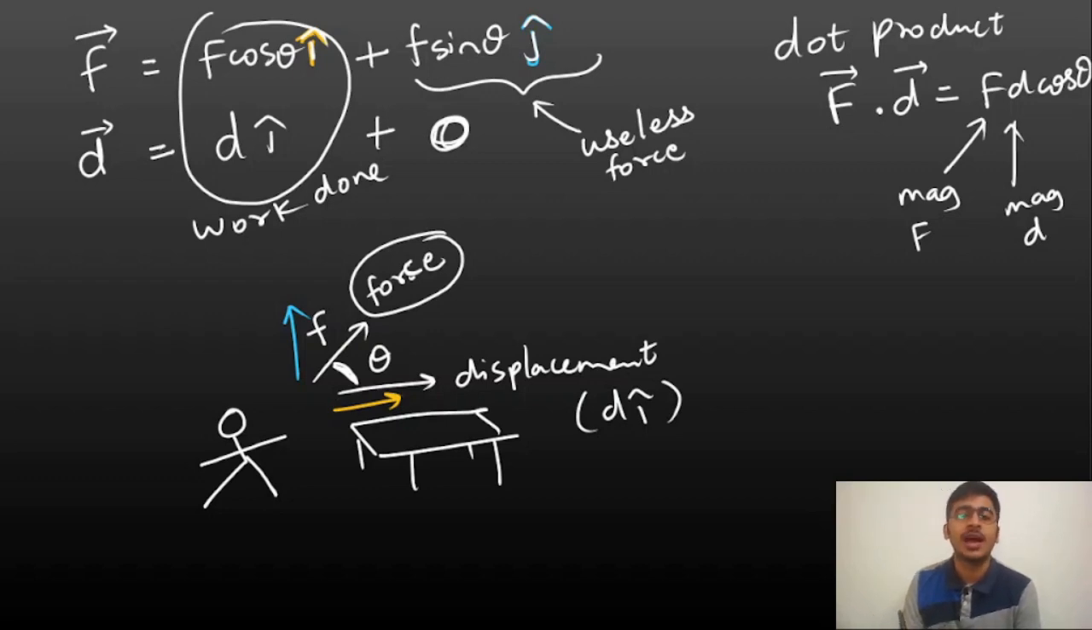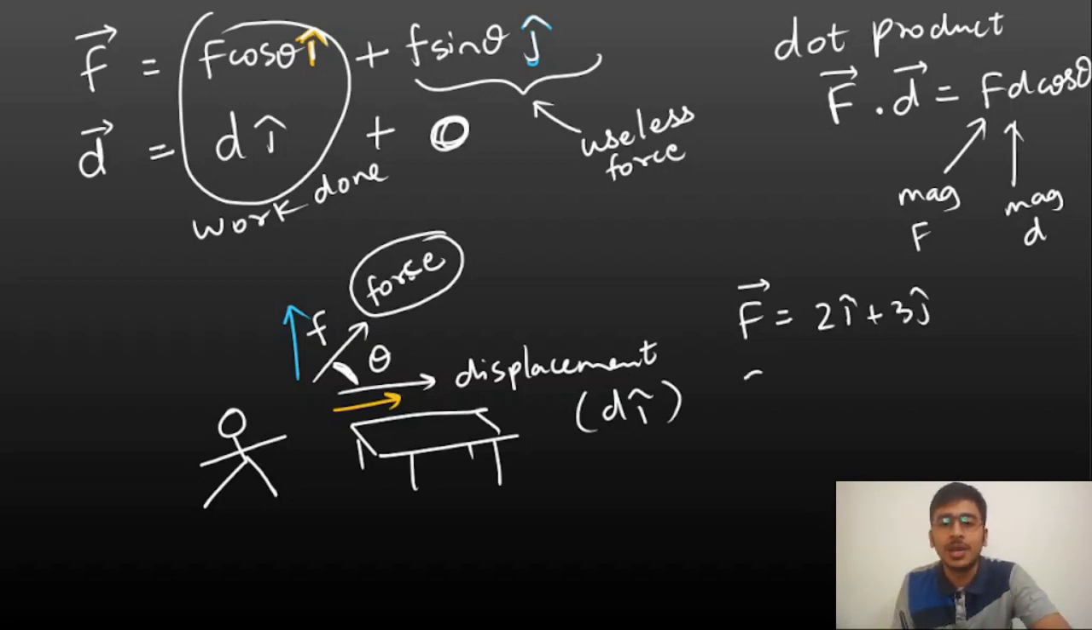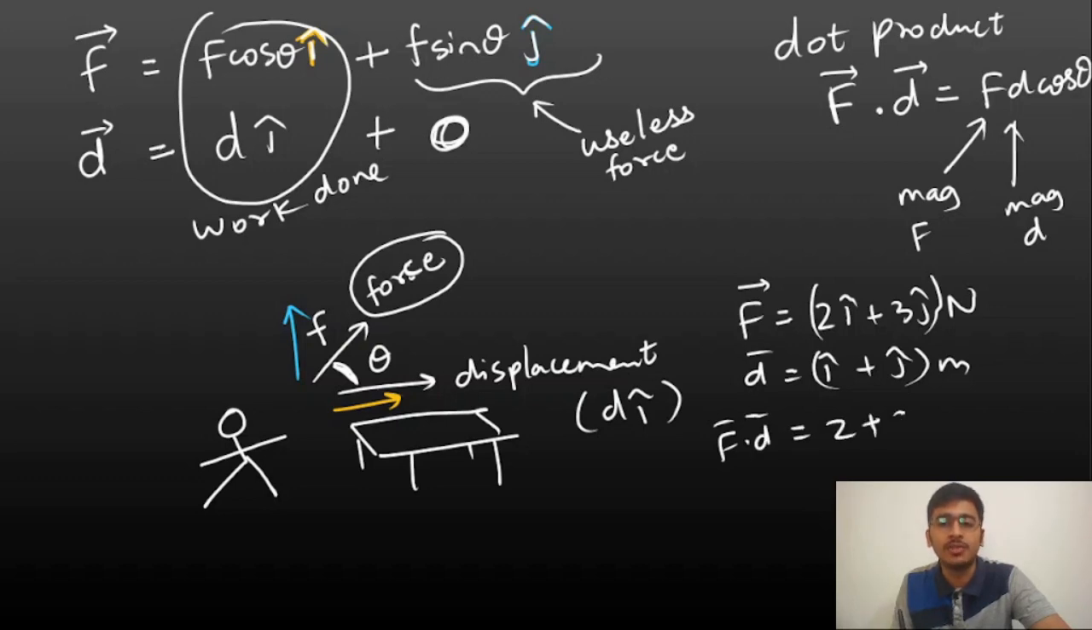But suppose I had a force, let's say F is 2i cap plus 3j cap, and I have a displacement in, let's say, i cap plus j cap. This time, what I'll do is dot product of the similar components. So 2 times 1 is 2, and 3 times 1 is 3. So F dot D will be 2 plus 3, which becomes 5 joules or Newton meter.